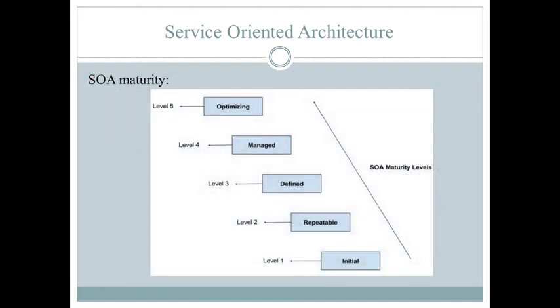Next, about the SOA maturity. This deals with the service-oriented architecture maturity of 5 levels. So what are those 5 levels? Initial, which is level 1; unrepeatable, which is level 2; defined, which is level 3; managed, which is level 4; and optimizing, which is level 5.